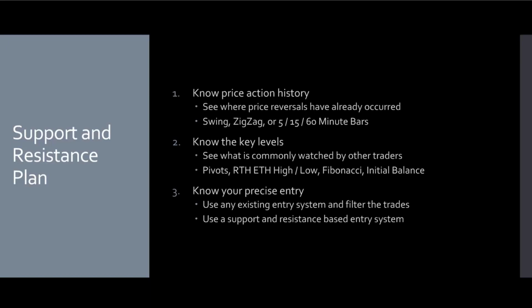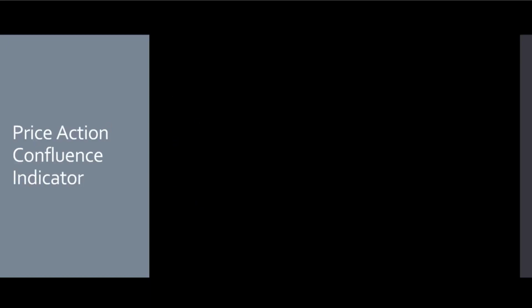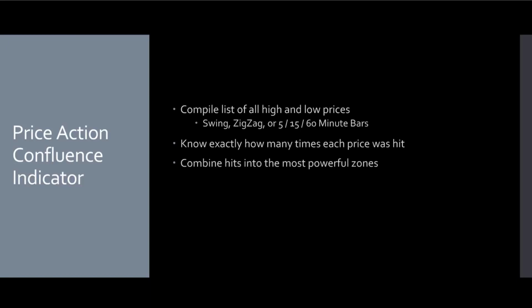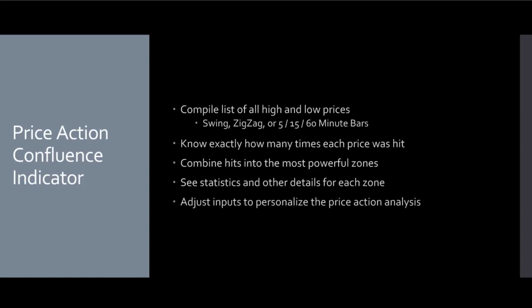The first indicator has to do with knowing the price action history. I'll go ahead and advance the slide. I'm calling it the price action confluence indicator. This indicator is going to compile a list of all high and low prices, and you can select from swing, zigzag, or some kind of minute bars, your choice. Then you're going to know exactly how many times each price was hit. After it calculates that and combines those levels, it's going to take the hits and combine them into the most powerful zones. Then you're going to be able to see statistics and other details for each zone. The best way to do that is just to go ahead and look at the indicator.